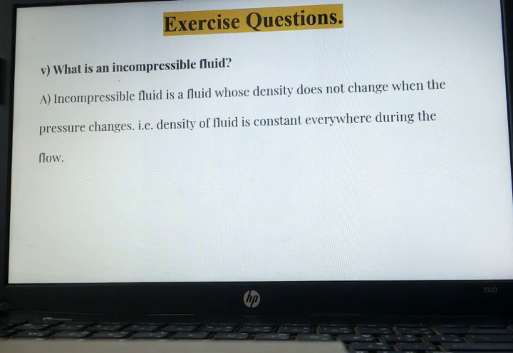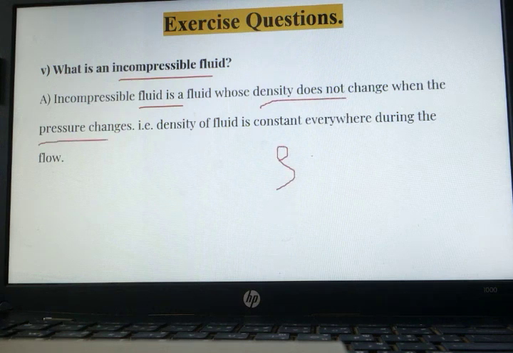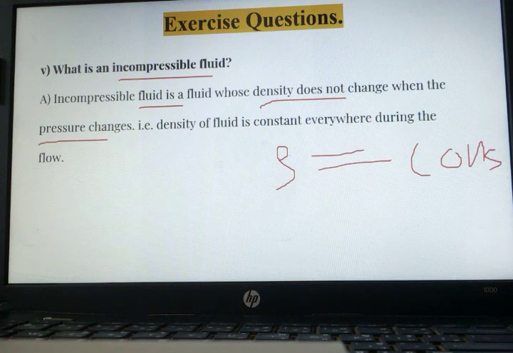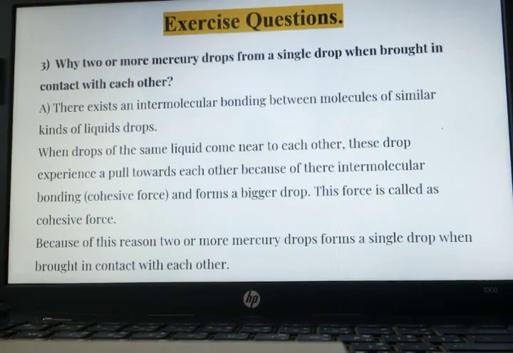What is an incompressible fluid? What do you mean by an incompressible fluid? An incompressible fluid is a fluid whose density does not change when pressure changes. So if this term denotes density, then density is constant every time. Density does not change when the pressure changes. The density of the fluid is constant everywhere during the flow. Now this is a long answer.